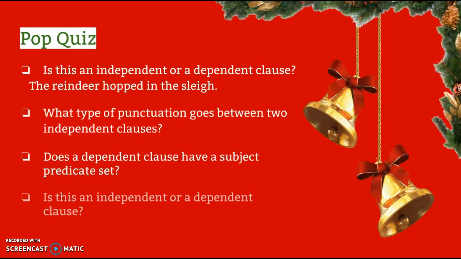Is this an independent or dependent clause? The reindeer hopped in the sleigh. What type of punctuation goes between two independent clauses? Does a dependent clause have a subject-predicate set? And last but not least, is this an independent or a dependent clause? No, Bell.